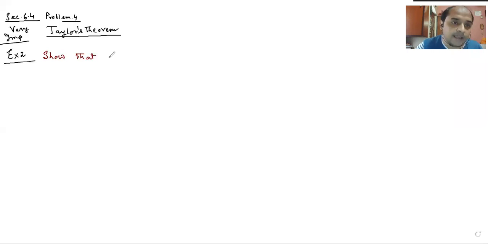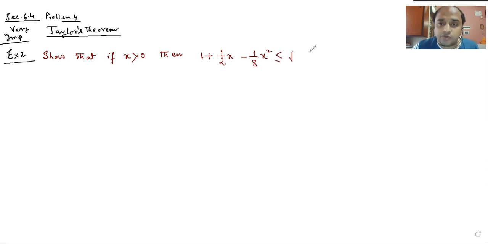Show that if x greater than 0, x is positive, then 1 plus half x minus 1 by 8 x square is less than or equal to root over 1 plus x, which is less than or equal to 1 plus half x. Very important problem. Okay, so let's try to solve it.